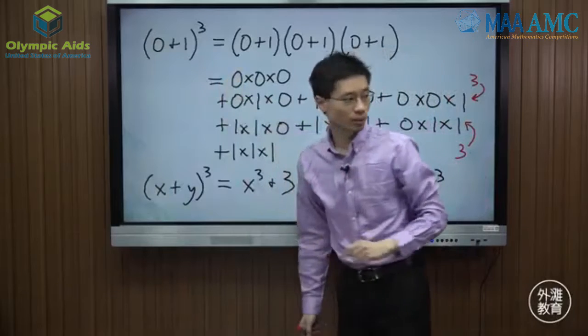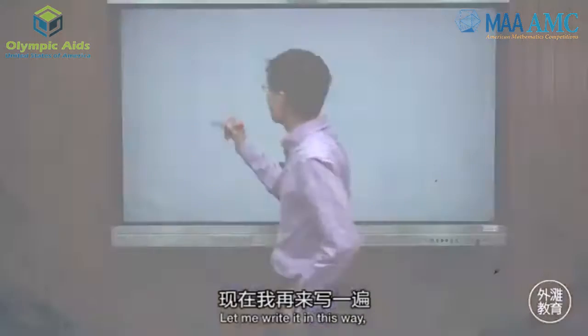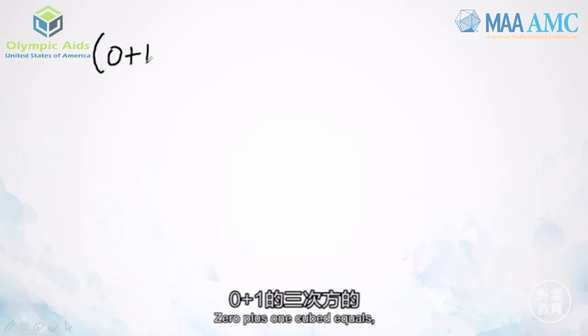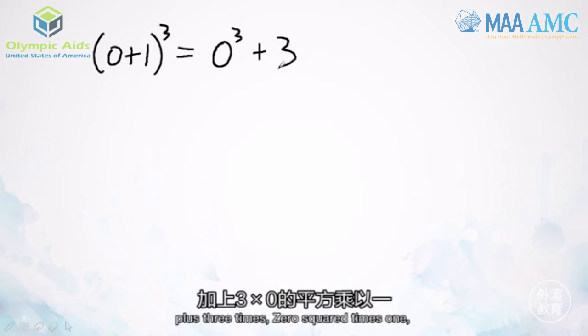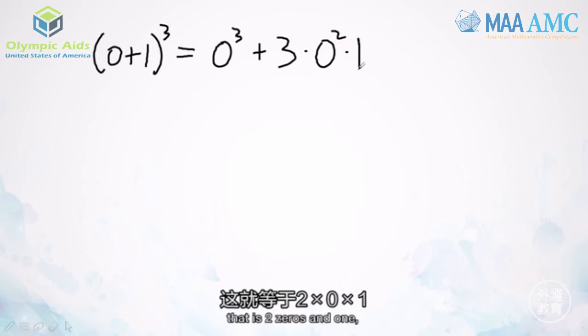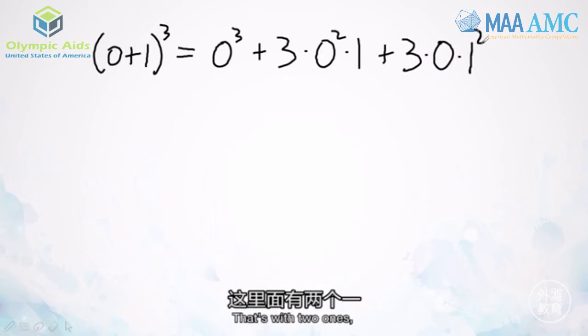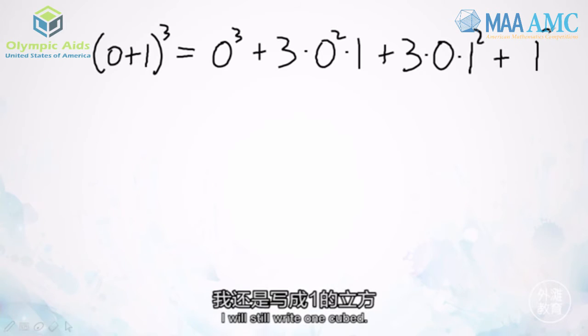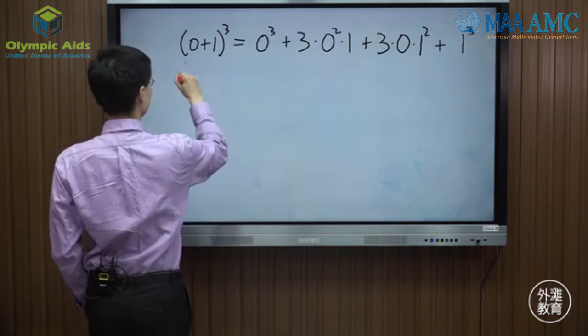I will use that for 0, 1. So again, I'll go 1, 3, 3, 1. Let me write it this way. 0 plus 1 cubed equals 0 cubed, that was all 3 zeros, plus 3 times 0 squared times 1, that was with 2 zeros and a 1, plus 3 times 0 times 1 squared, that's with 2 ones, and then plus, well, 1 cubed. I'll still write it as 1 cubed for now. That's 0 plus 1 cubed. I also will write 1 plus 1 cubed.